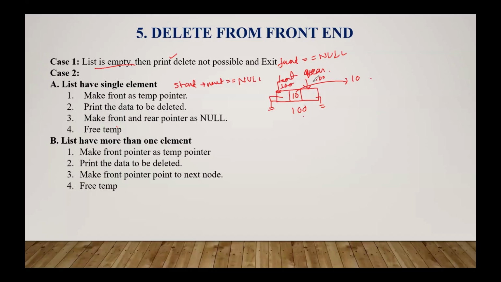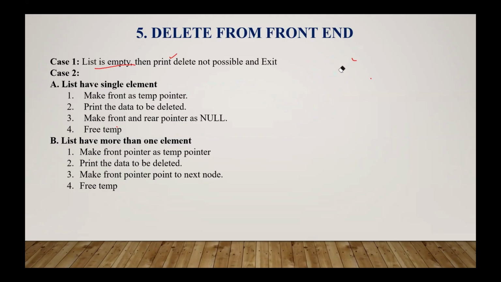Then make the front as well as the rear null. Now after the delete, both the front and rear pointers should point to the null value. Then we have to release the memory. After that, front as well as rear point to the null value. So if the front equals the null value, the queue is empty.